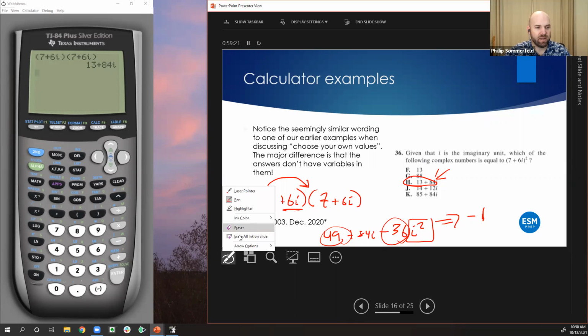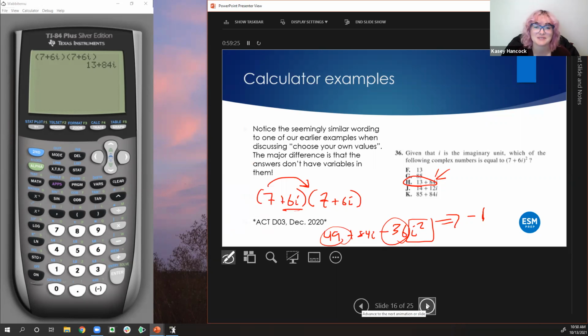Anything to add there, Casey? Nope. Yeah, I think this one is an obvious choice for the calculator. Yeah. And again, as always, if you have already gone through and solved it by hand and you just want to check your answer, you can always go back and put it in your calculator too, and just make sure that what you got when you foiled it out matches what your calculator says.